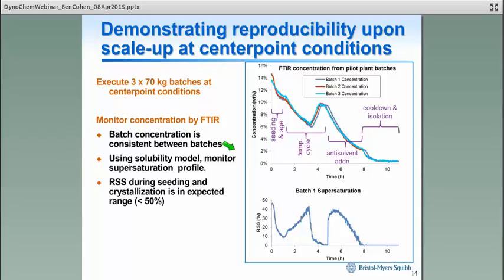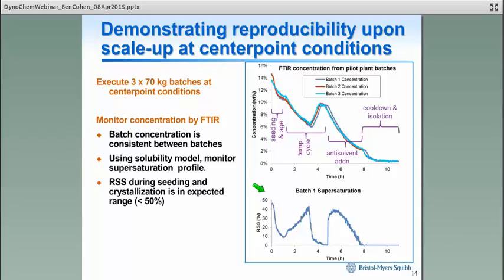Reproducibility upon scale-up at the center point conditions. So we ran 3 batches at 70 kilos each along these center point conditions and monitored by FTIR. And what we see is very consistent batch concentration across the 3 batches throughout each of the unit operations of this crystallization. We were also able to monitor relative supersaturation, and that was in line with what we'd expect based on the lab data, and it was well controlled at less than 50%.